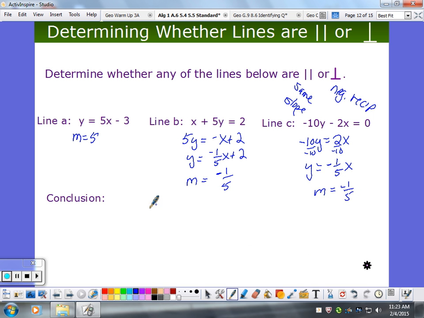Do I have any parallel? Let's start with that. Are there any parallel lines? Yes. Which ones? Same slope. So B, here's the little symbol we use, parallel to C. Do I have any perpendiculars?